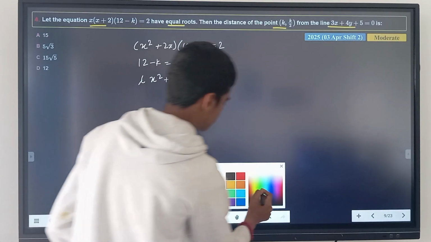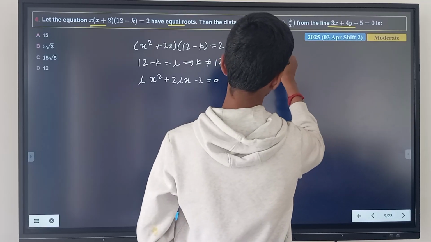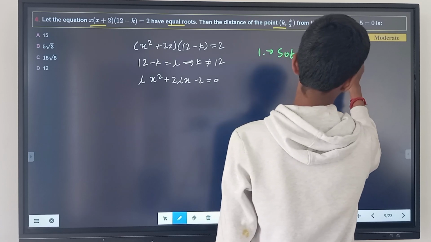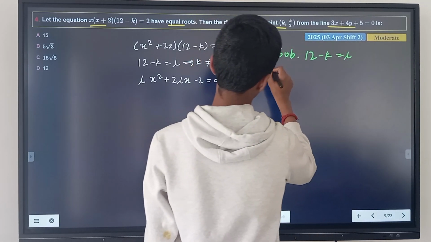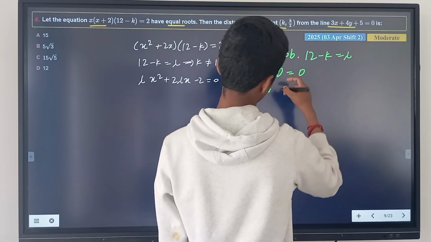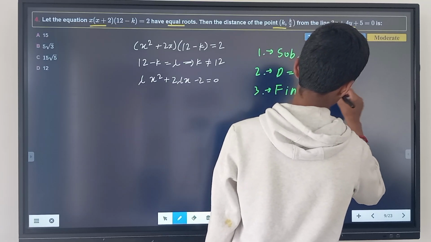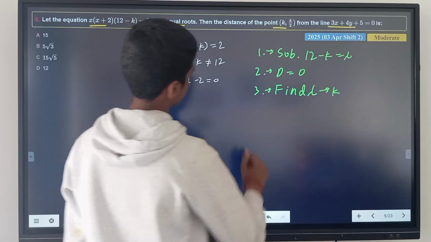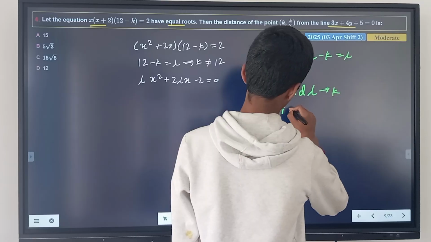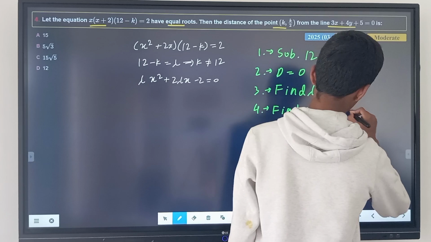Now, let me also write the process to solve this question. First step is substitute 12 minus k is equal to lambda. Second step will be equate discriminant is equal to 0. From discriminant equal to 0, find lambda, then k, and the last step, find required distance.